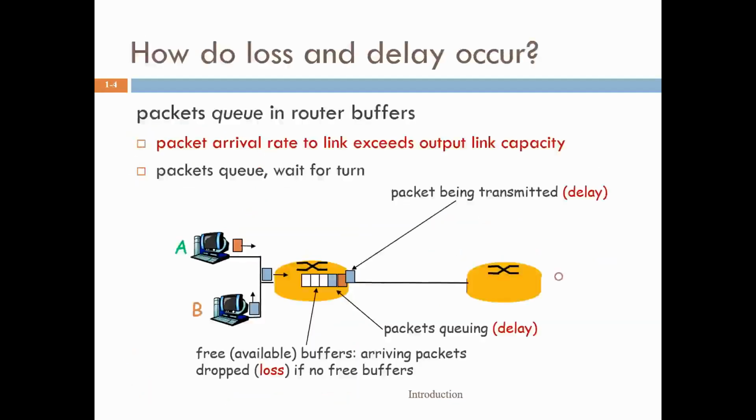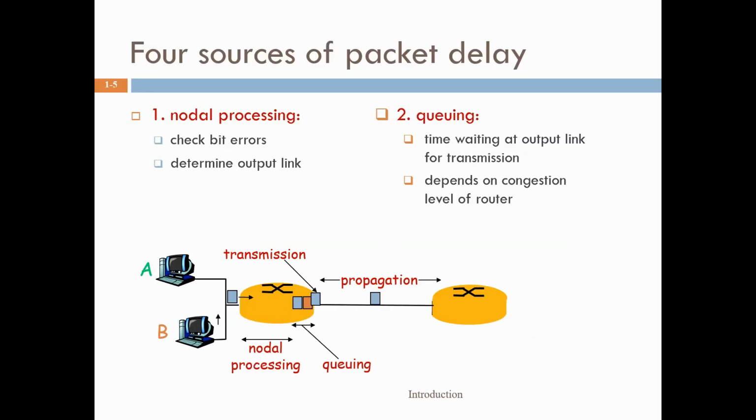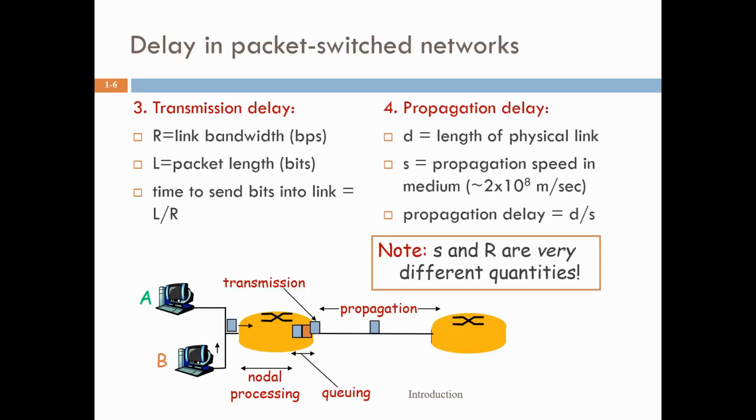We can see our discussions here. So we have transmission delay, propagation, queuing, and nodal processing time. And this is basically how things are calculated. Transmission delay is L over R, propagation delay is distance over speed. You have to note here that the speed and the transmission rate are very different quantities.